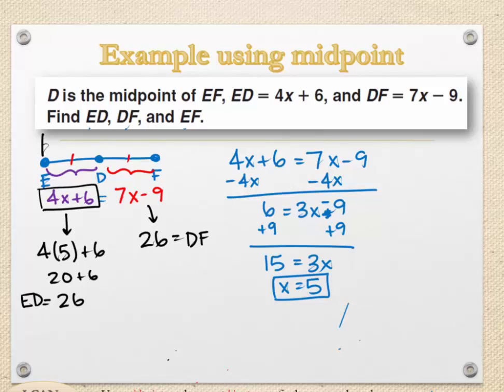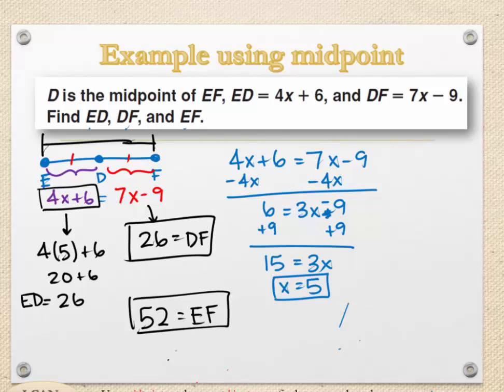And then we need to find out how long this whole thing is from E to F. So we just add those two parts up. 26 plus 26 will give us 52. So these three pieces here are the answers. I can use midpoints and segment bisectors to find segment lengths.